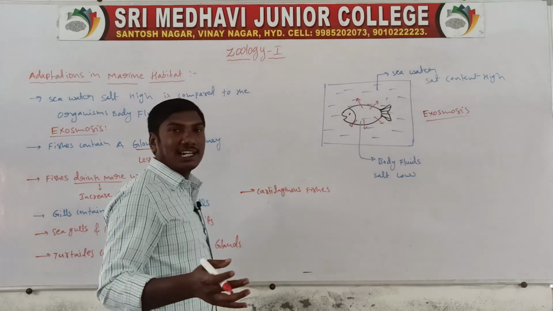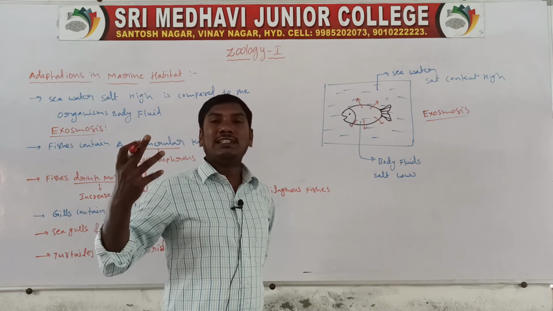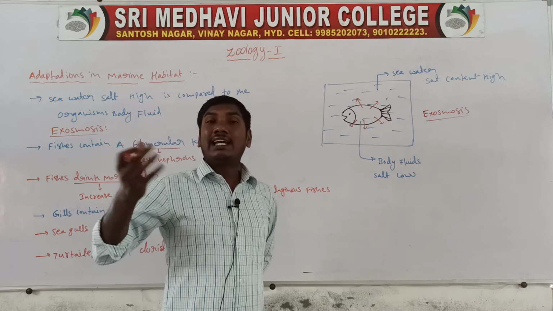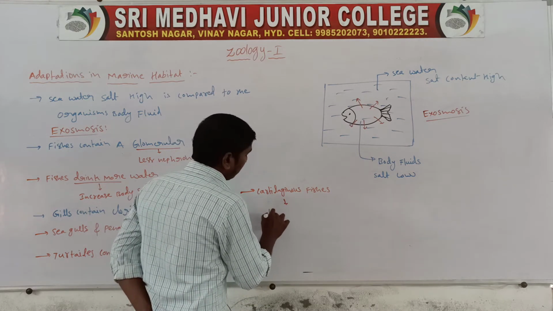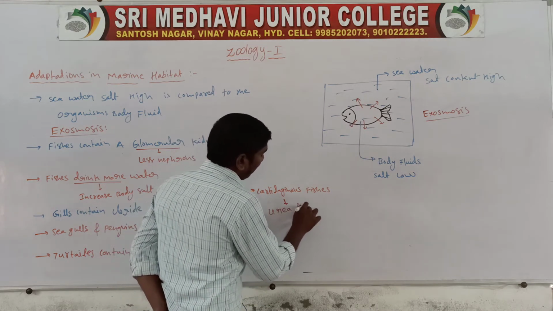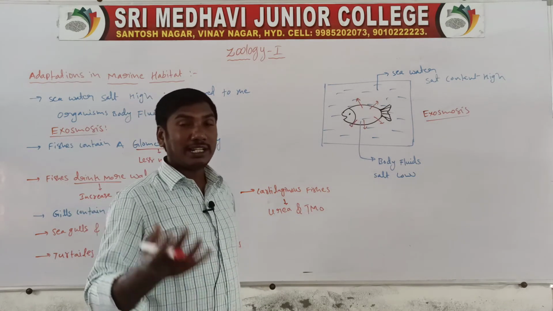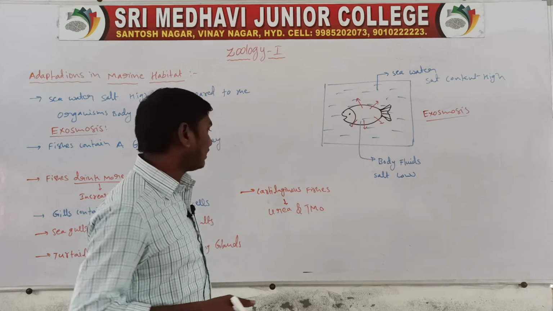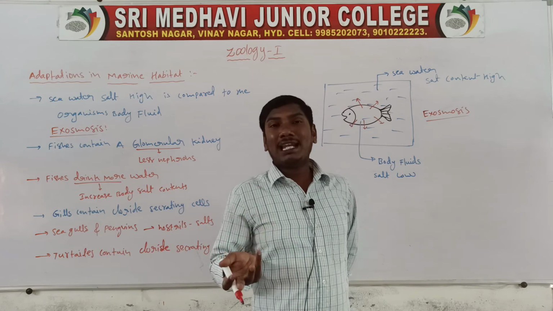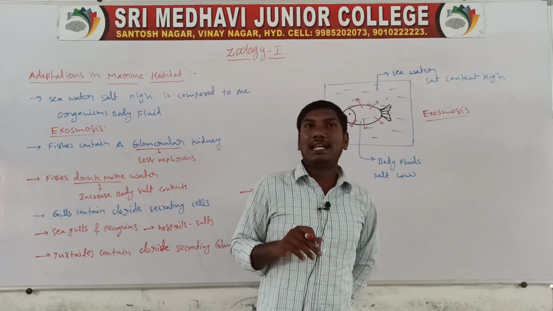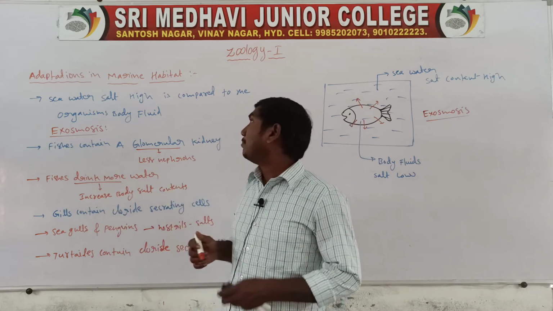Cartilaginous fishes. These cartilaginous fishes have reabsorption of urea and TMO, trimethylamine oxide. This helps them maintain the balance of ions. These are adaptations of marine animals.